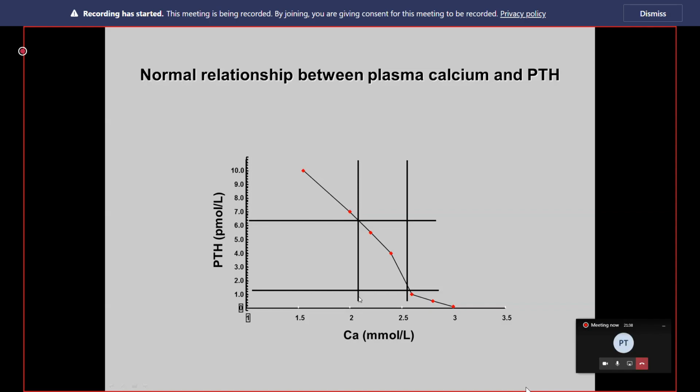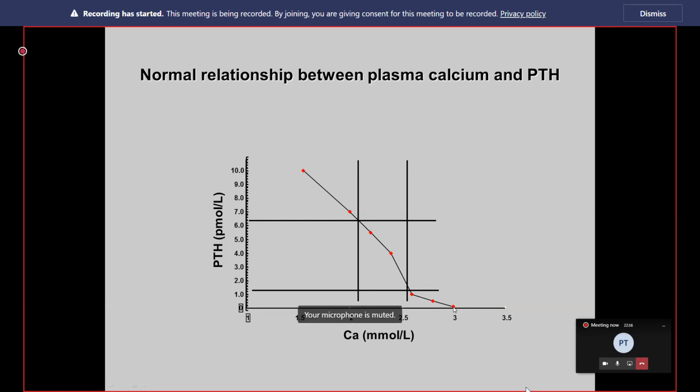around 2.10 to 2.55 or 2.60. And for PTH, again, when you measure it in picomoles per liter, around 1 picomole per liter is the lower limit. The upper limit can be anywhere between 6, 7 or 8 picomoles per liter. So the reference interval depends on the assay and the population. I'll come back to that.